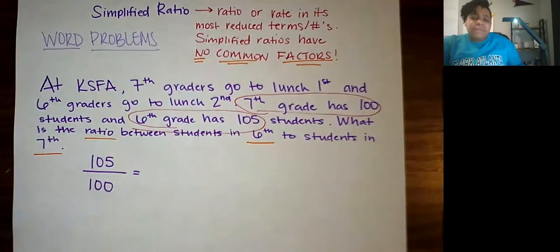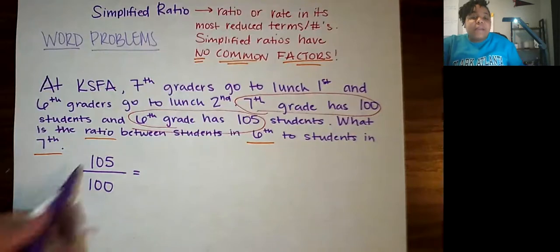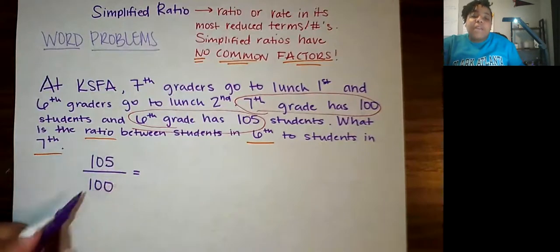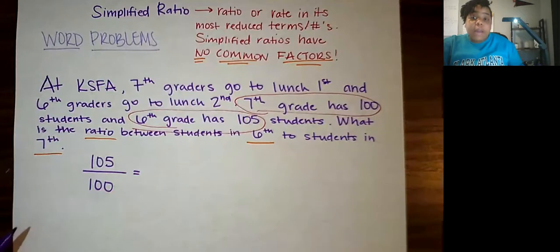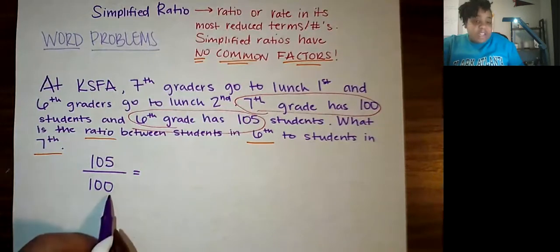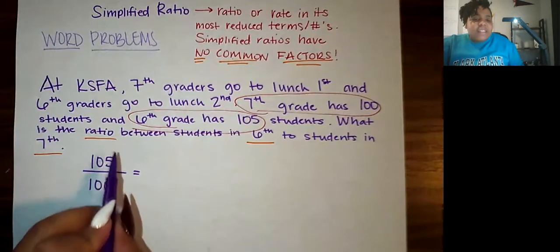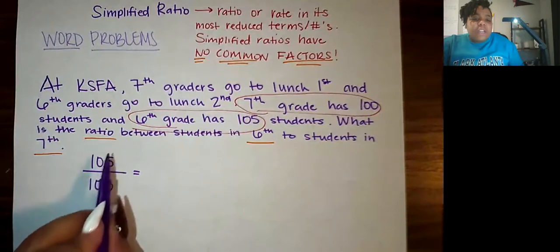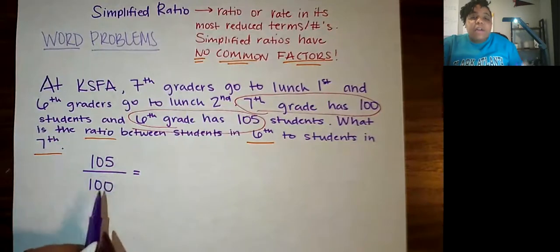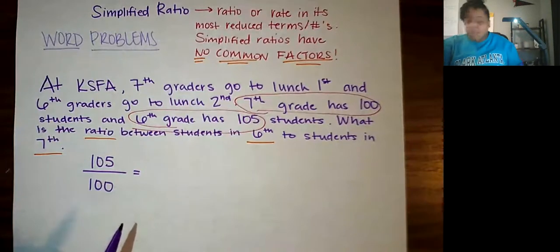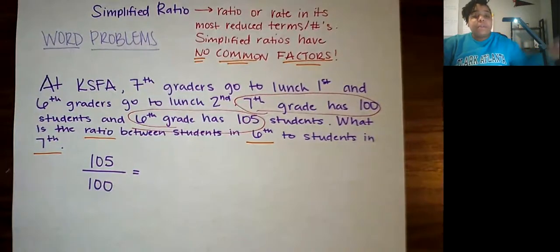So now I want to simplify. And that means by the end of it, 105 and 100 have no common factors. So that means I need to figure out what to divide by. Well, normally I would try and divide by 2 because I see 100 is even, but 105 is not. Well, I see 105 and 100 end in a 5 and a 0. And if I remember my divisibility rules, I know that both of these numbers are divisible by 5. So that's what I'm going to do.